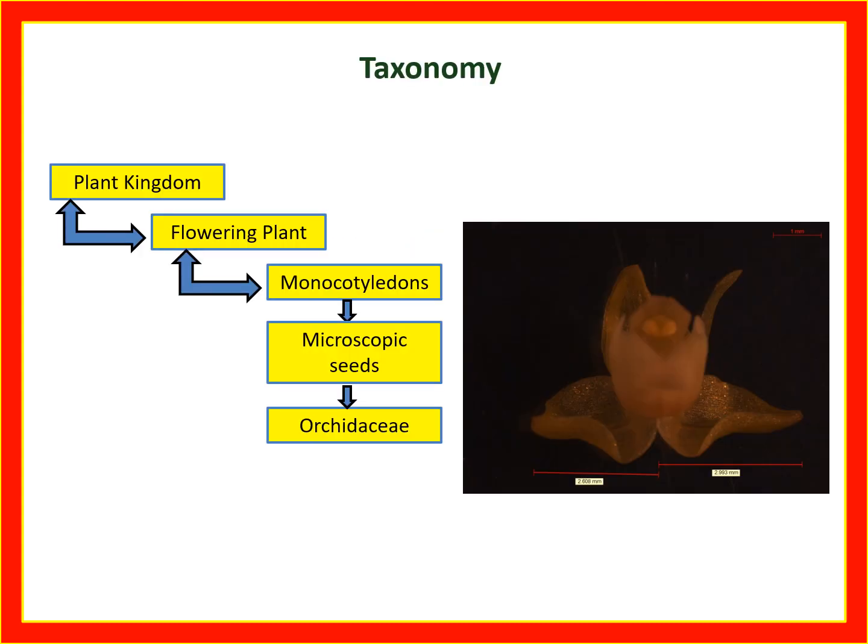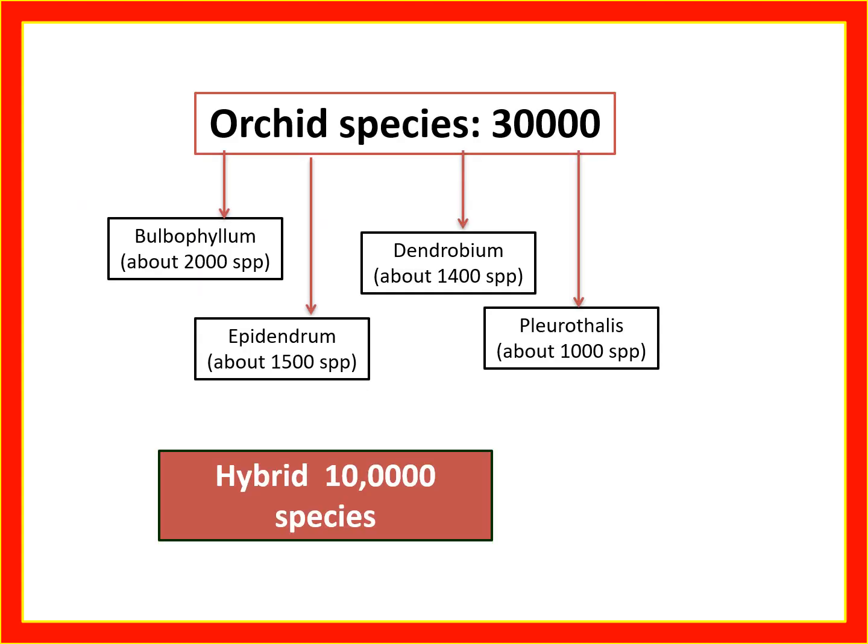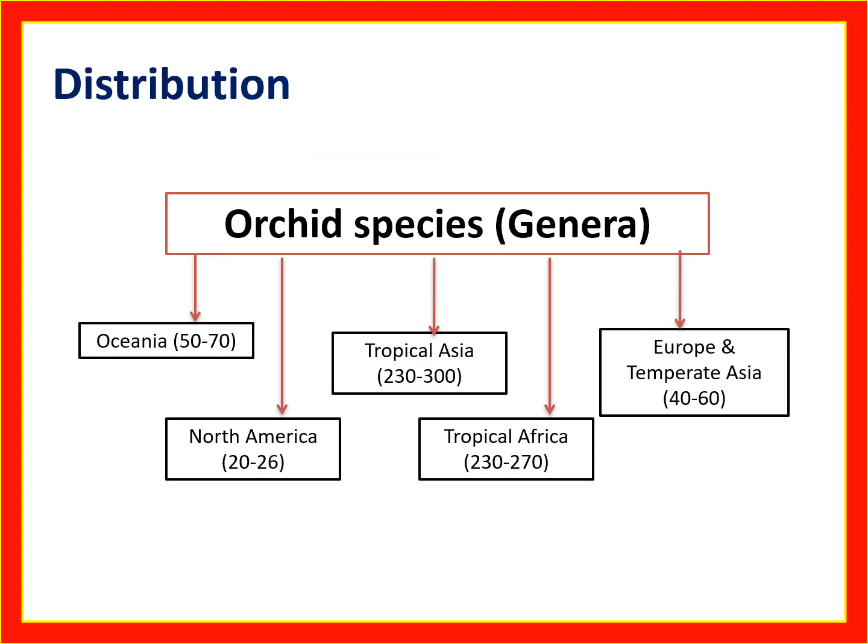Now taxonomy. Plant kingdom: flowering plants, monocot, macroscopic seed, that is Orchidaceae. Among orchid species, you can observe Bulbophyllum, Epidendrum, Dendrobium. So maximum is Bulbophyllum, then Dendrobium. Orchid species genera wise: Oceania, North America, tropical Asia, tropical Africa, then Europe and temperate Asia. So maximum we found orchids in tropical Asia.